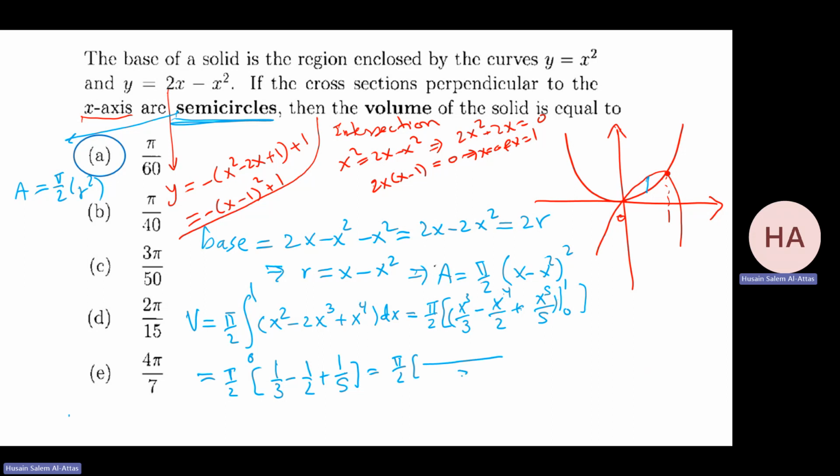What is the common denominator here? 30 times what? 10 over 2 is minus 15. Over 5 is 6. That gives me 16 minus 15. That gives me pi over 60. Good.